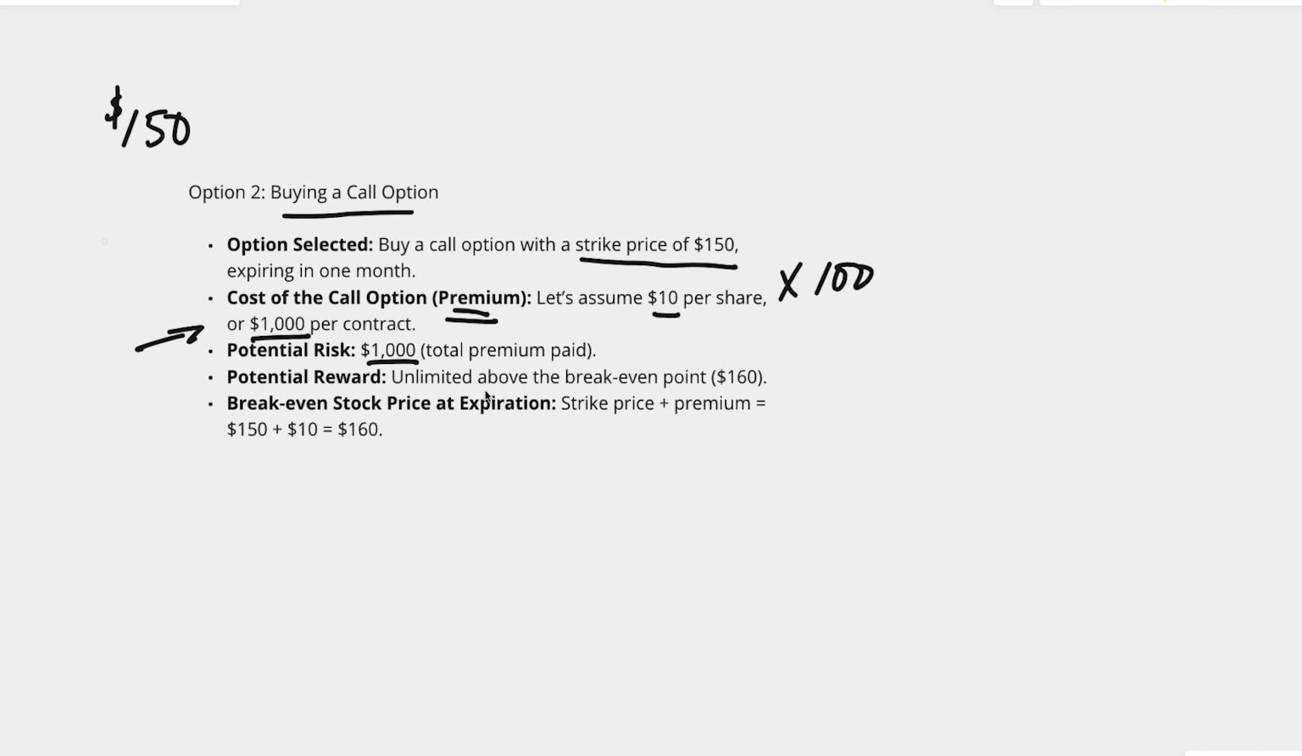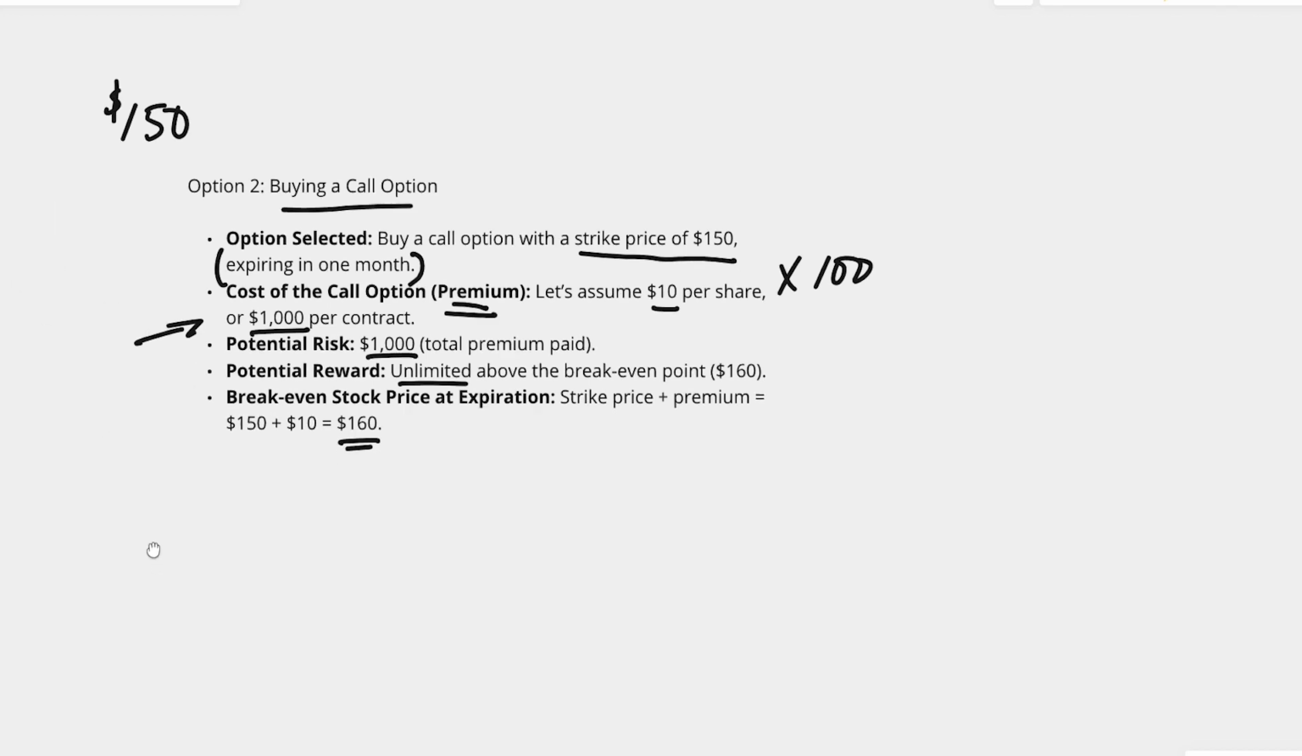The potential reward theoretically is also unlimited, although it's going to expire in 1 month. But there is a break-even point of 160. So remember, we paid $10 per share, $1,000 for this contract. So Tesla stock needs to get to 160 for our option to break even. So we have the right to buy at 150, but we paid $10 for that right. So the stock needs to be at 160 for this contract to break even.